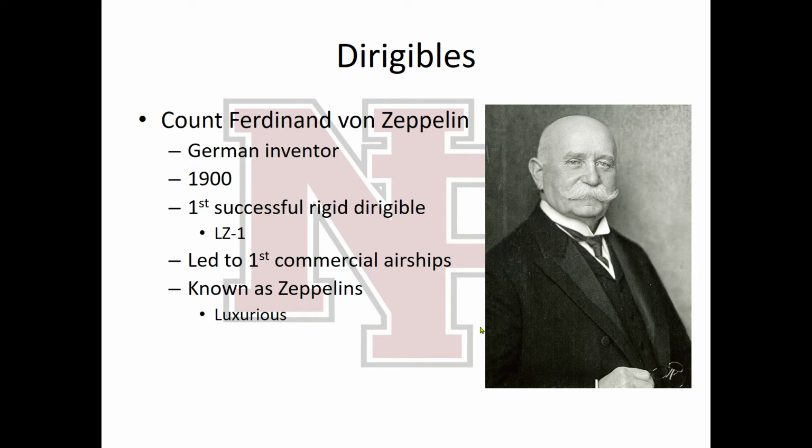They had a canopy that hung underneath that had seating and beds and a galley for cooking and dining and things like that in them. So they were very luxurious. They were roomy wood panel cabins.